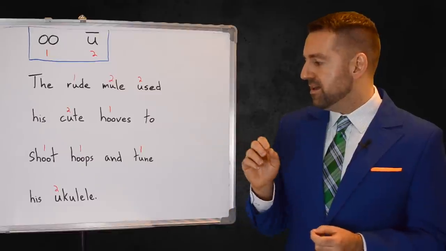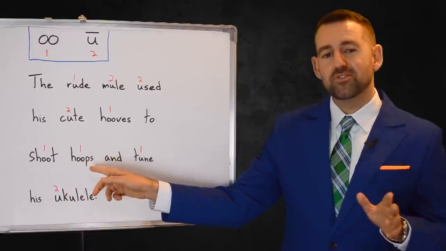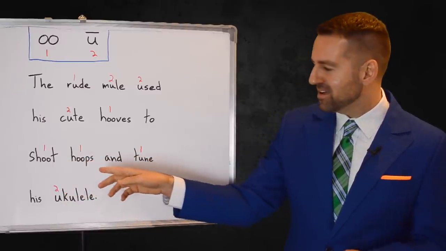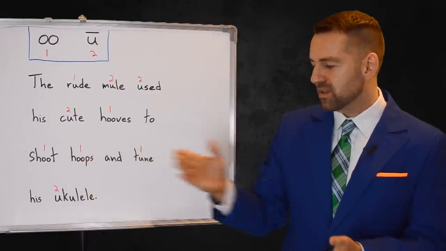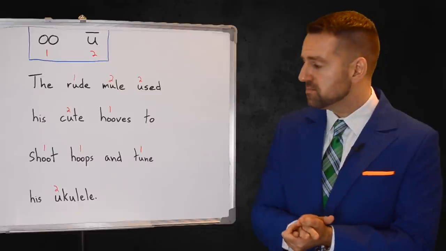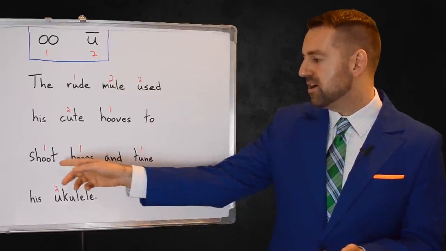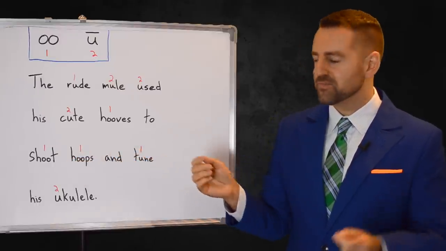But you'll notice here are two exceptions to what I just said. So this is a t and p. They both are not continuous. But it's still a long O. So shoot, hoops, that's English.